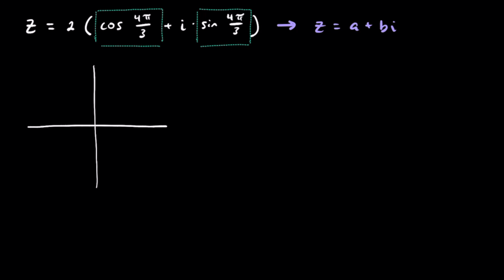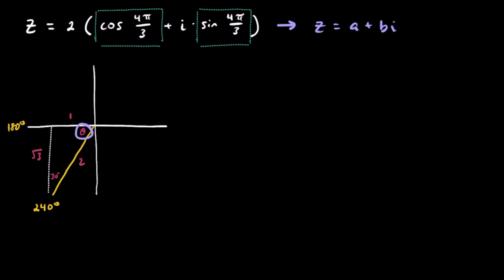So we can just make a quick sketch here. Since 4 pi over 3 is over here in quadrant 3, we can draw a triangle here and then label our theta. 4 pi over 3 is equal to 240 degrees, so right over here is 180. Given that this is a 30, 60, 90 triangle, our measurement of 1 would be here, 2 is here, and root 3 is right over here.